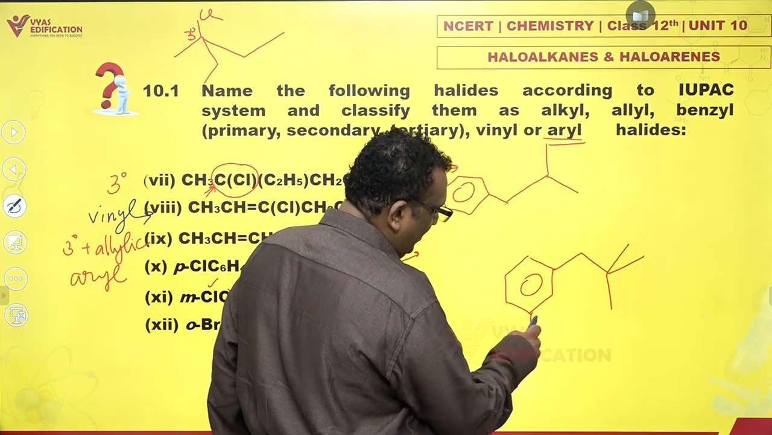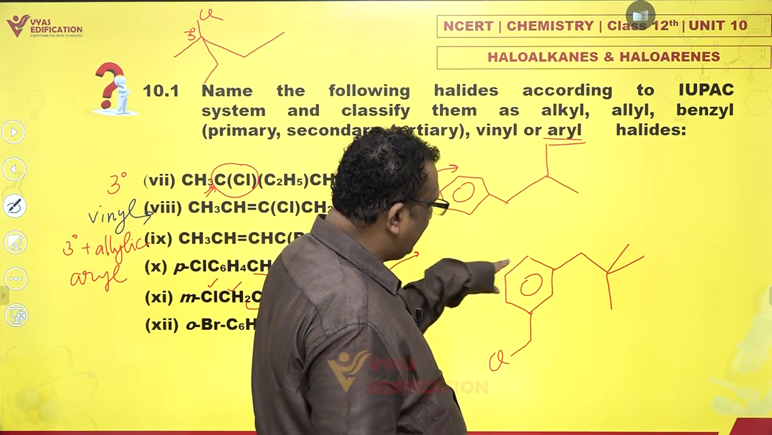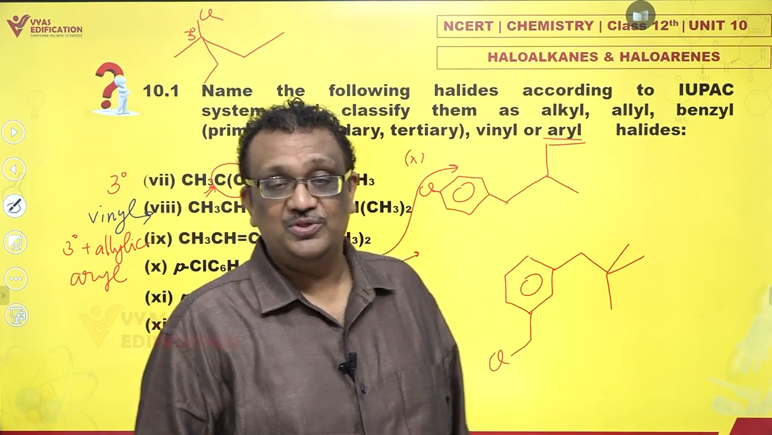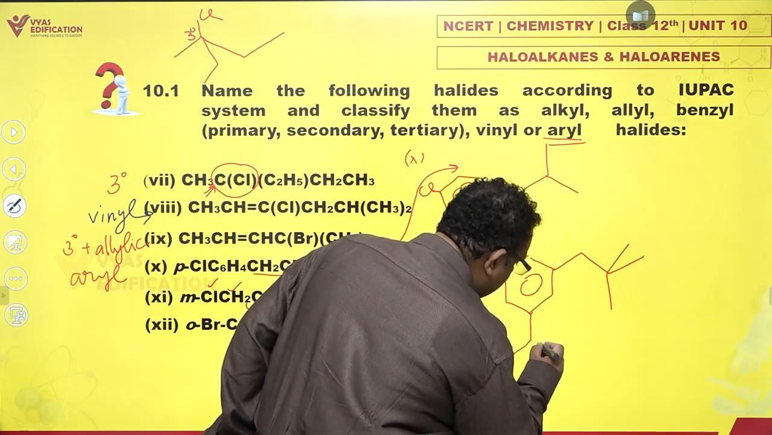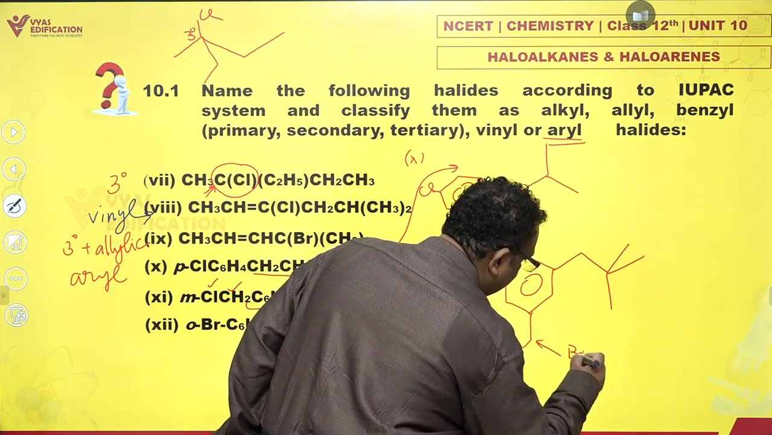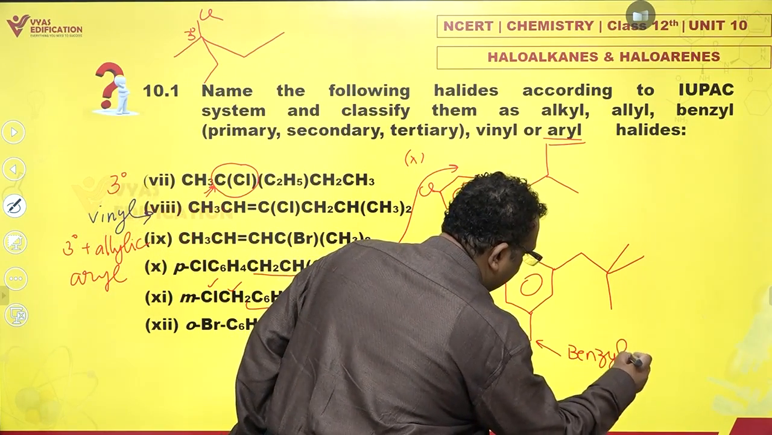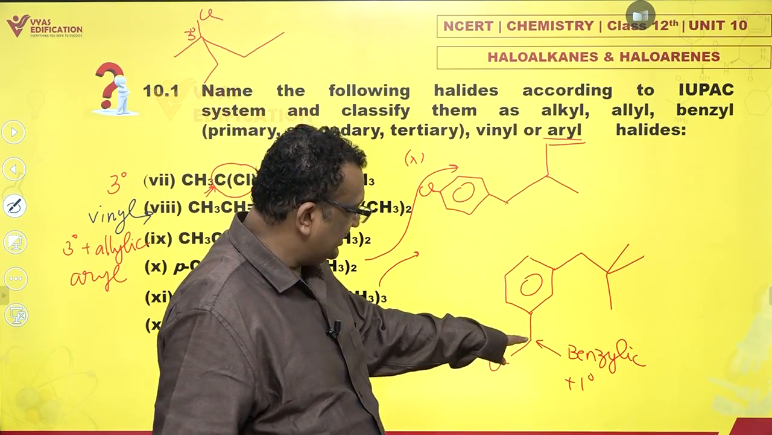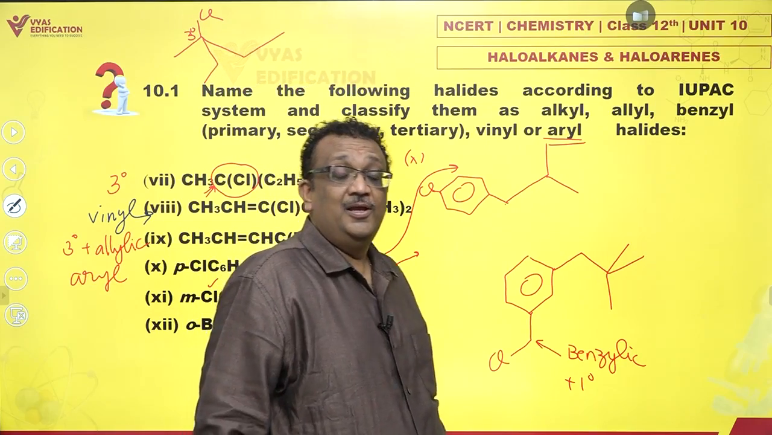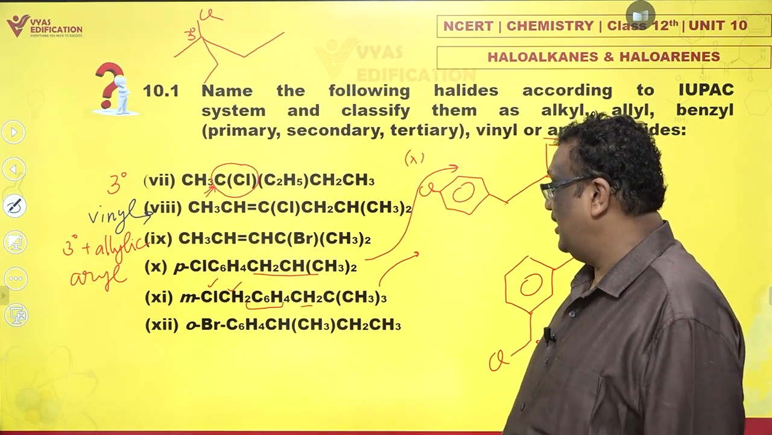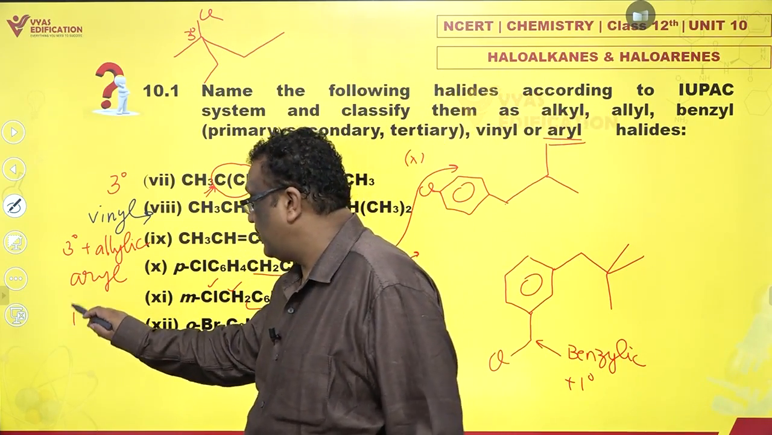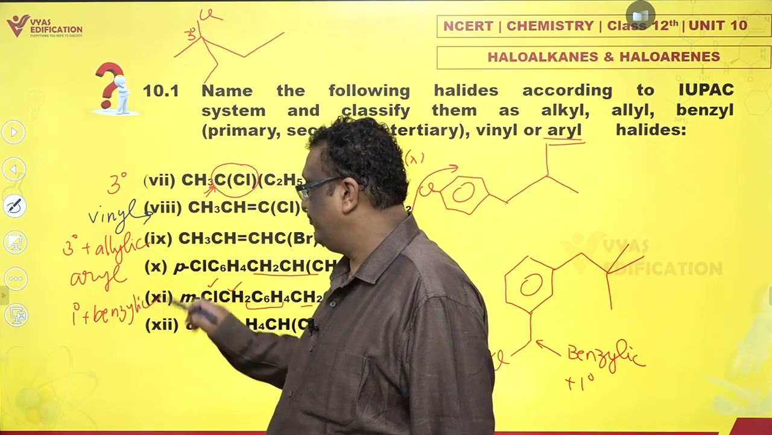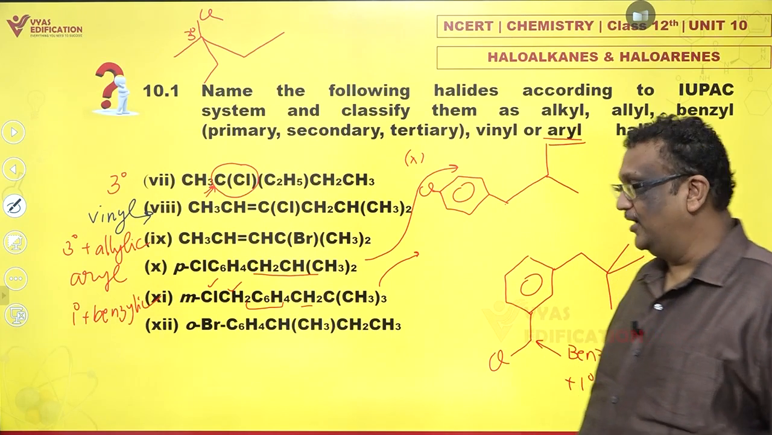Neighboring to benzene ring. Please note, 6 carbons on benzene ring are all phenylic carbons or aryl groups, you can say. And this is benzylic. And this is primary because it is attached to only one other carbon atom. It is primary and benzylic. So, what is 11th? It is primary and benzylic. Fascinating.